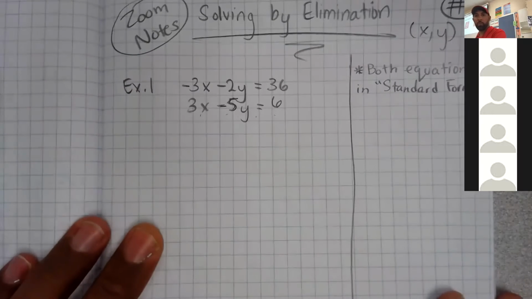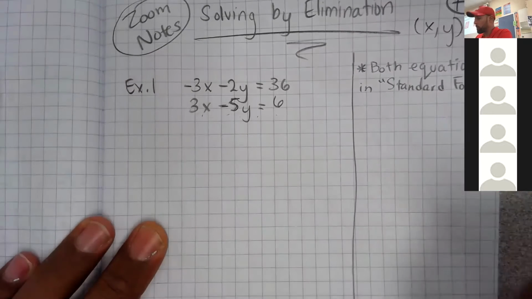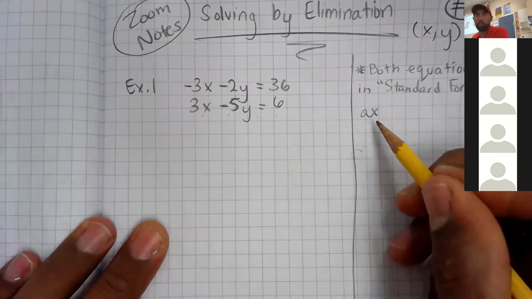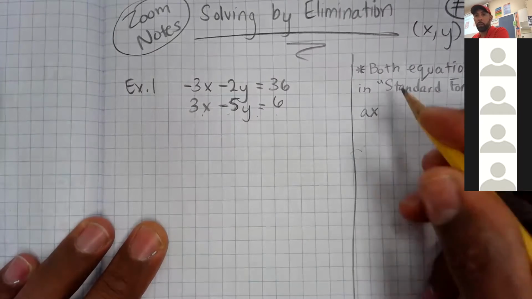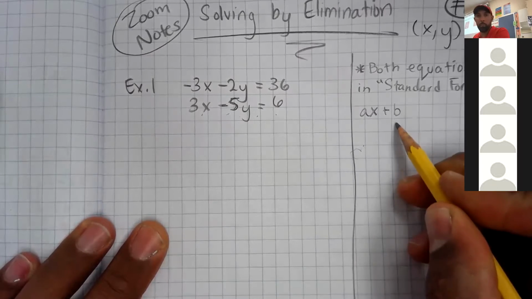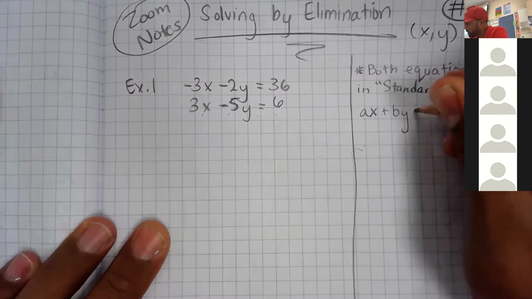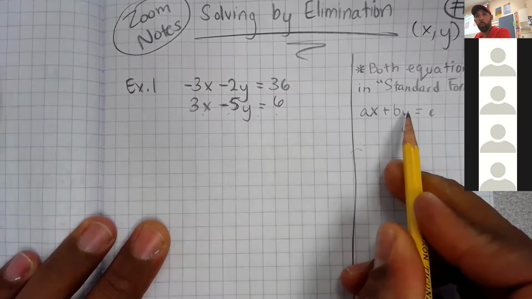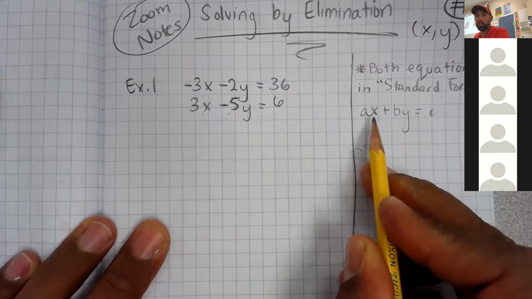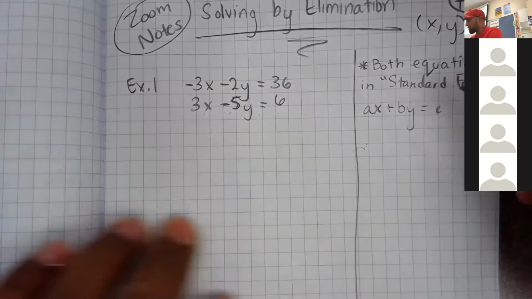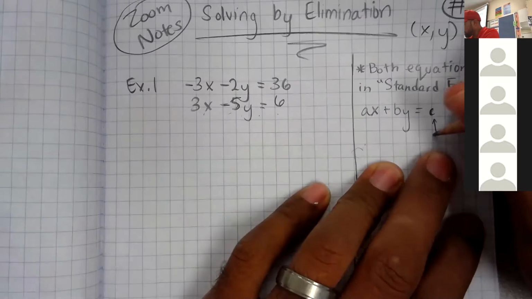All right, so you want both equations in standard form. Standard form just means that you have x, and I'm going to write a because it could be any number, right? And then plus b, which could be some other number, with y, and it equals c. So you always have x and y on one side. The x or y could be negative or positive, as you can see here. And then you have your numbers on the other side, which we also call the constant.